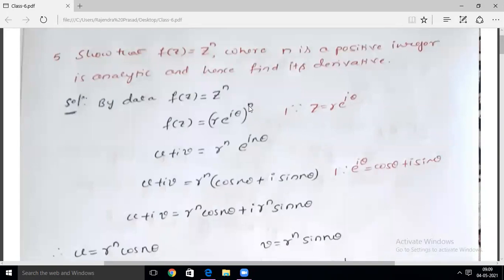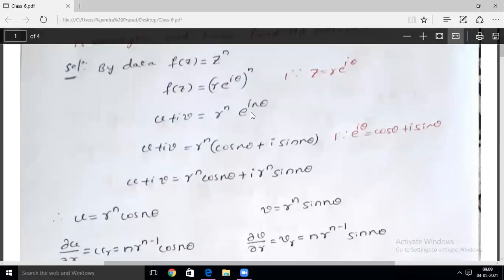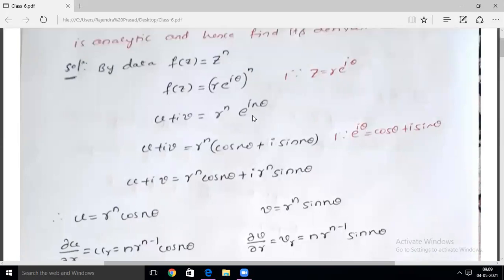Using the rule a to the power of m, to the power of n, is a to the power of m into n, this becomes I theta into n, it becomes I n theta. So r power n keep outside, e power I n theta. So we know that e power I theta is equal to cos theta plus I sin theta. Similarly, e power I n theta can be written as cos n theta plus I sin n theta, because in place of theta we have here n theta.